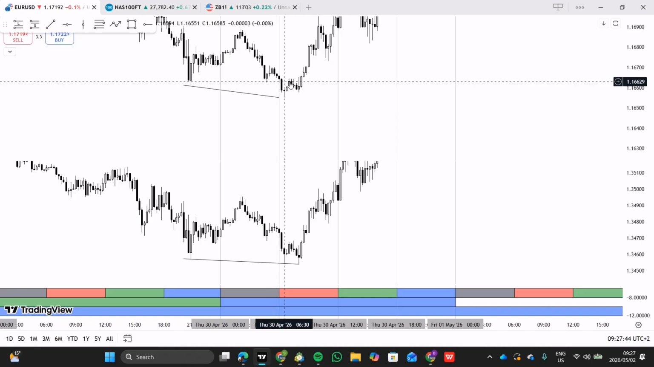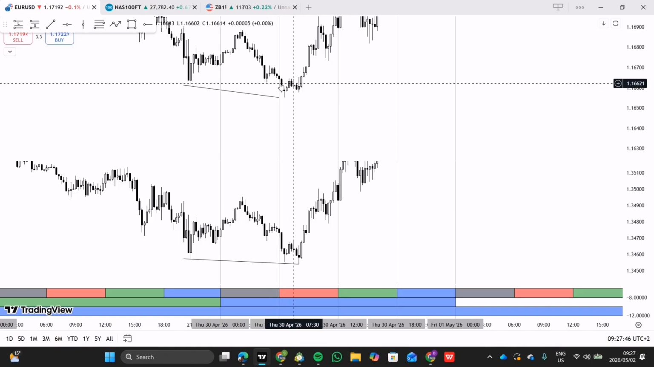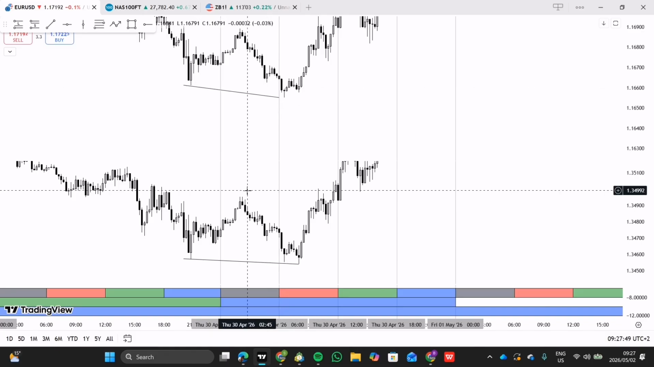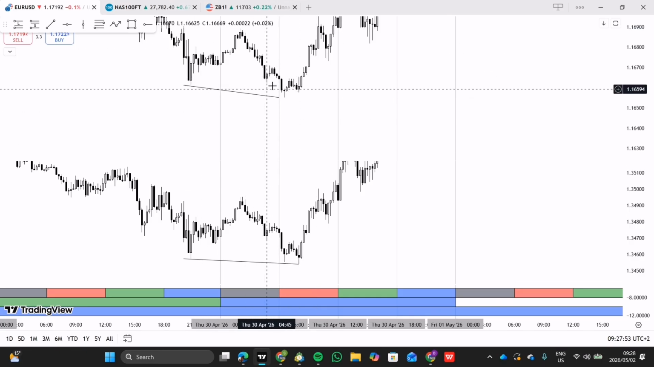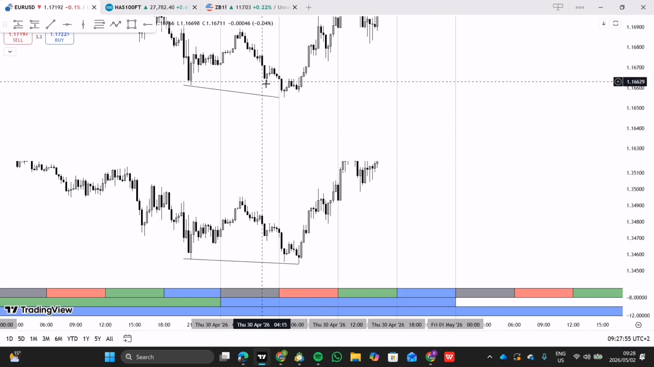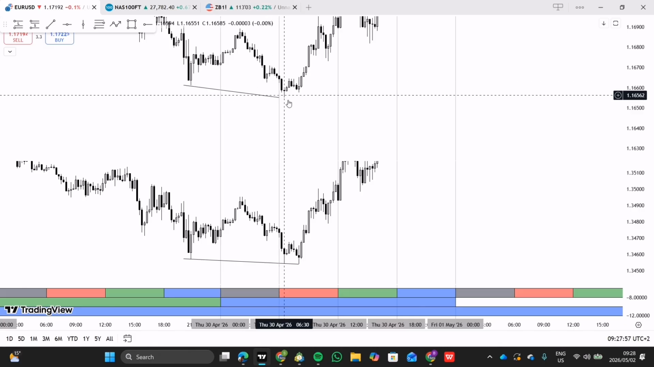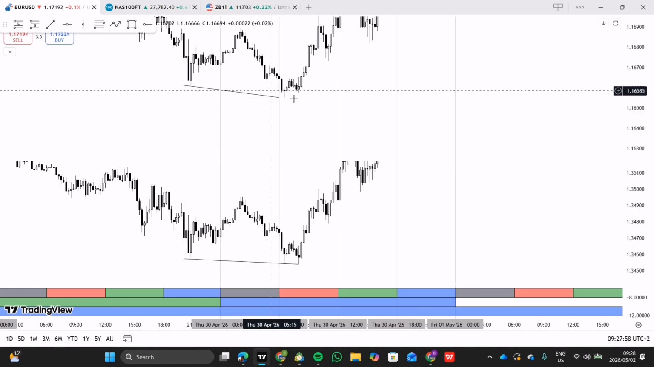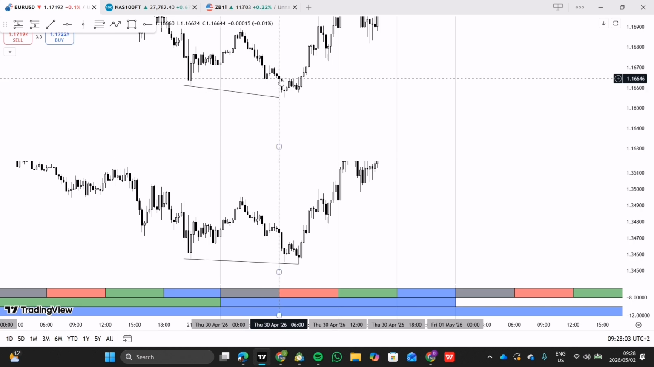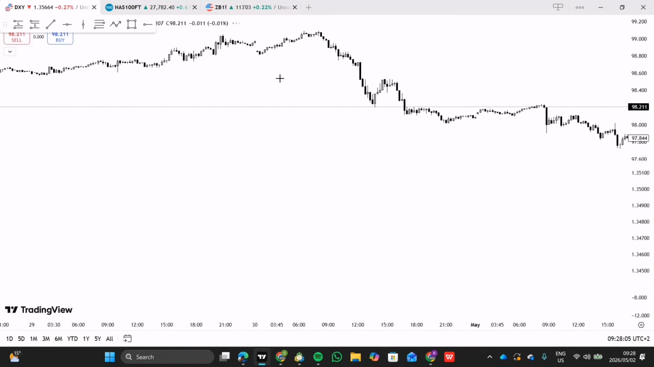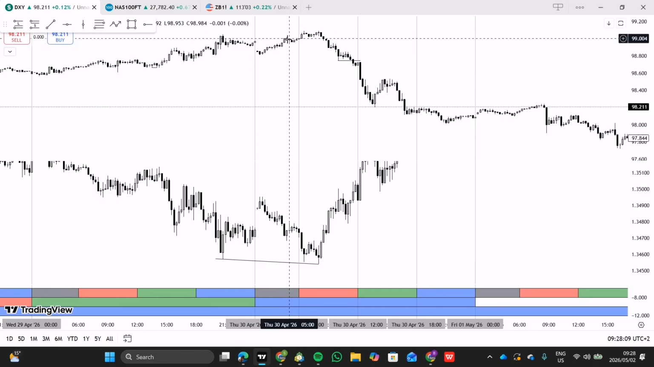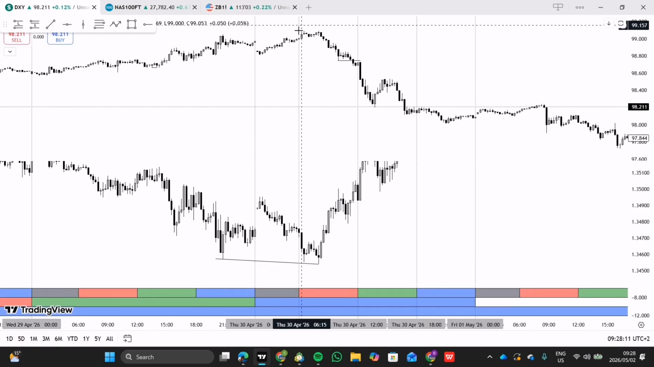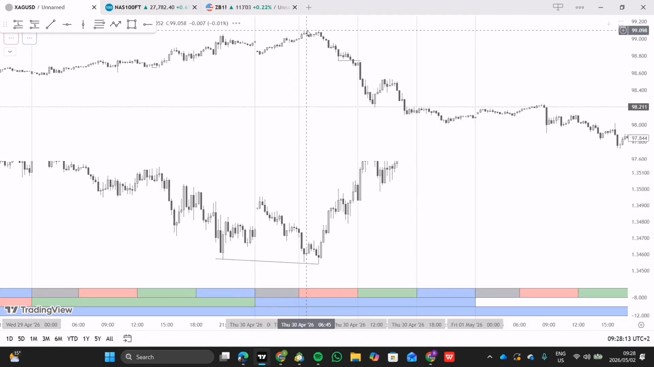Right over here we had no sequential SMT. As you can see, the Asia session was taken out by both over here. So we had no sequential SMT right over there. We can go ahead and check on the DXY. Same thing happened on DXY. We had no sequential SMT right over there.